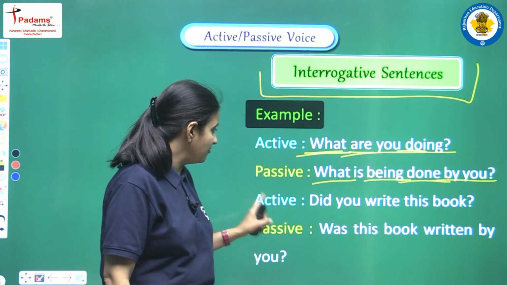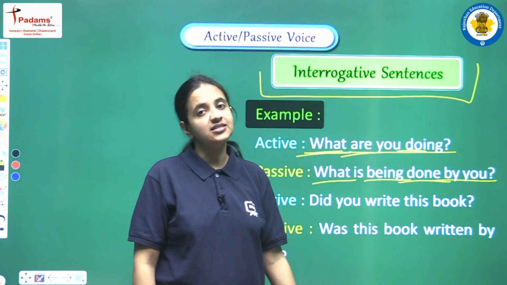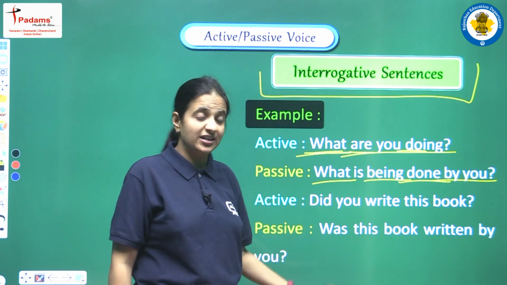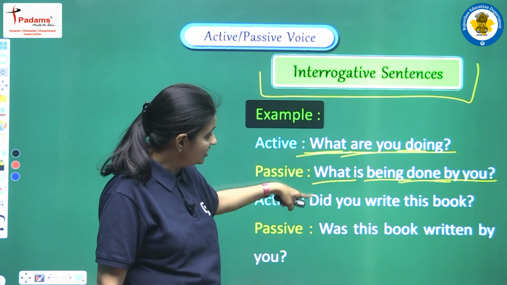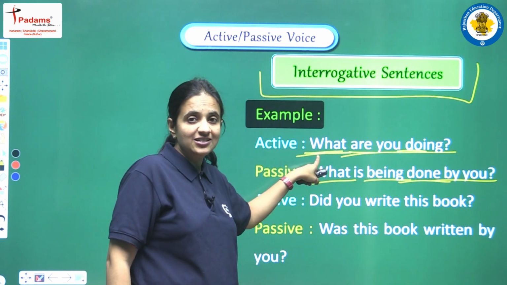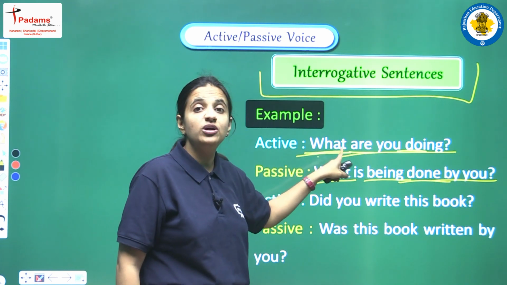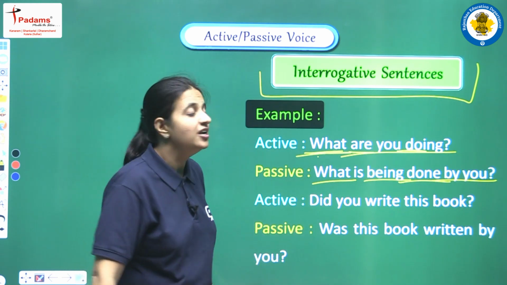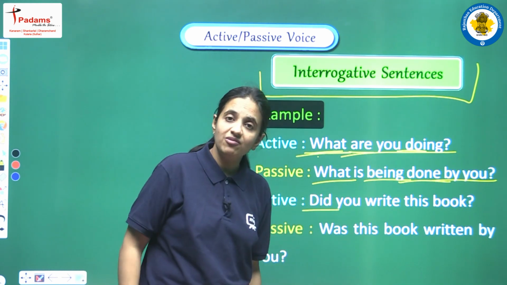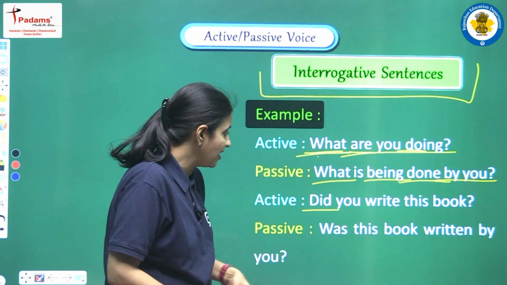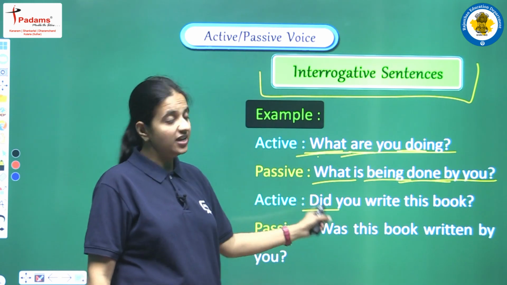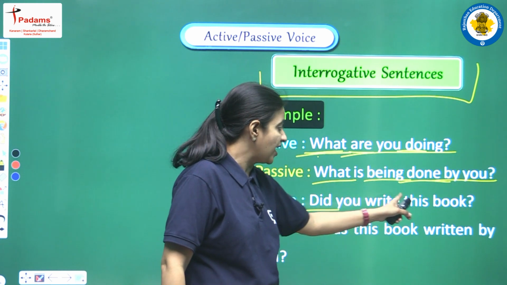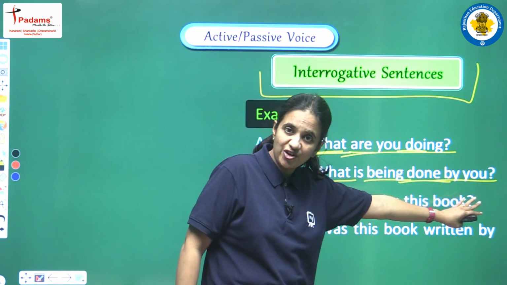Next example we are having, did you write this book? So this is also an interrogative sentence, but what is the difference between these two sentences? In this sentence we were having one WH word here, right? But in this sentence we are having no WH word, but we are having one helping verb, or we can say one auxiliary, that is did. Okay, so this sentence is did you write this book, but yes, this is also an interrogative sentence.